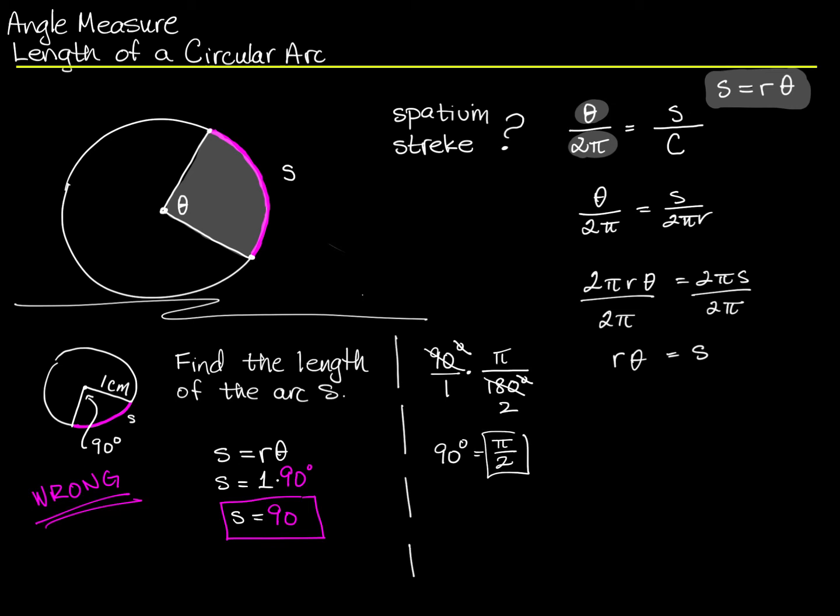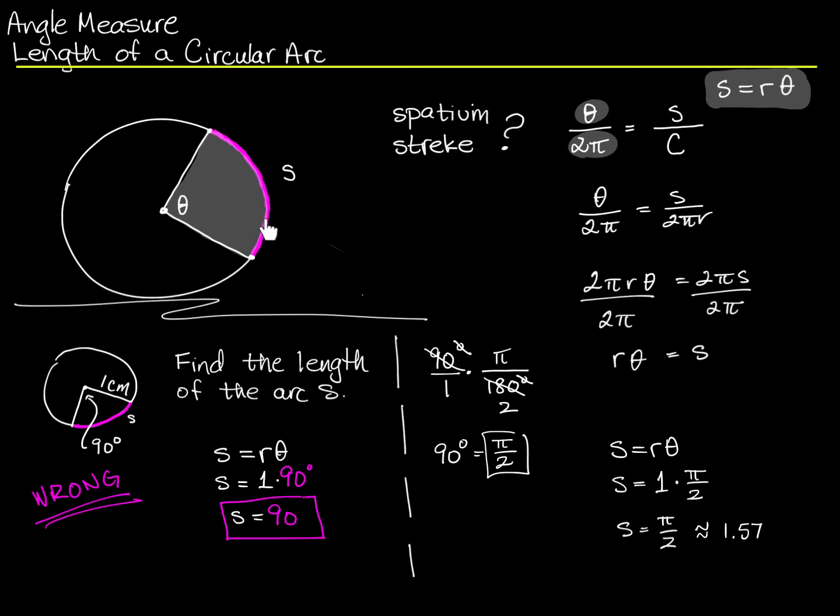So now, if I use pi over 2 in my formula, I have S equals R theta. So S is going to be equal to 1 times pi over 2. S equals pi over 2. That is approximately 1.57. Now, I'm measuring an arc length.